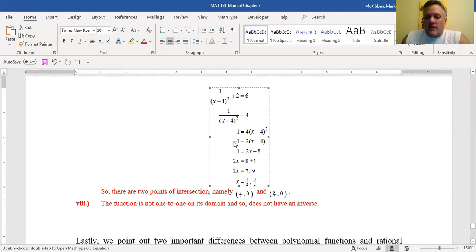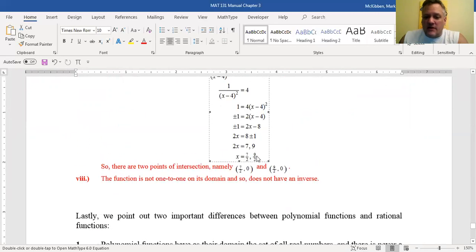So you get plus or minus 1 on the left, and on the right, you just get the square root of that guy, which is 2 times x minus 4. Remember, you only put the plus or minus on one side, and the side that you put it on should be the one that does not involve x. That's why I'm putting it on the left side. To solve for x, distribute this 2 through, add 8 to both sides, and then divide by 2. So you'll get 2 solutions, namely 7/2 and 9/2, and they're going to be equidistant on either side of the vertical asymptote because the graph is symmetric about it. So you get 2 points of intersection.